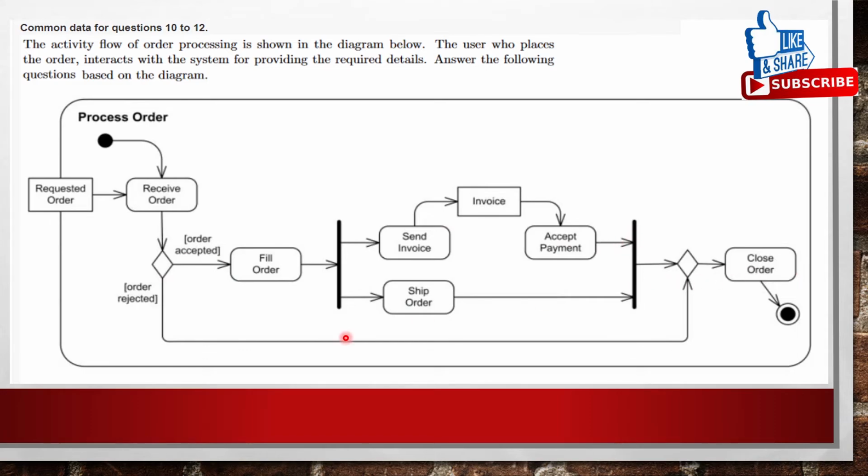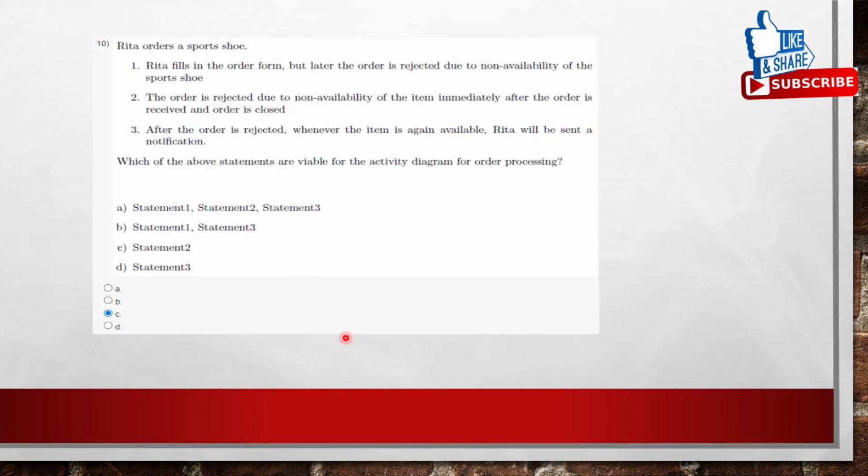So let's come to the 10th question. Here Rita orders a sports shoe. Coming to the statements: Rita fills in the order form, but later the order is rejected due to non-availability of the sports shoe. The order is rejected due to the non-availability of the item immediately after the order is received, and the order is closed. After the order is rejected, whenever the item is again available, Rita will be sent a notification. This is not seen in the figure.